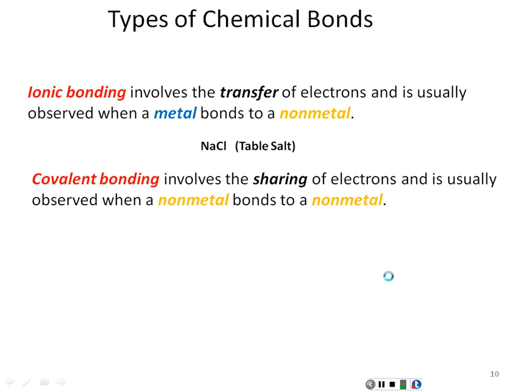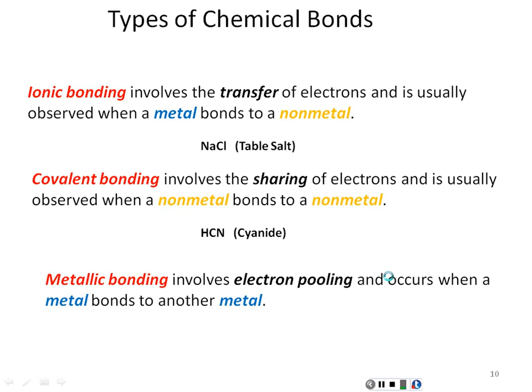Second type of bonding we're going to talk about is covalent bonds. And these bonds are where the electrons are shared between two, usually nonmetals. So two nonmetals come together. Neither of them wants to give up electrons, so they both end up sharing them. An example of this would be cyanide. We have three nonmetals bonded together. And finally, metallic bonding. And this involves electron pooling, and it occurs between a metal and another metal.